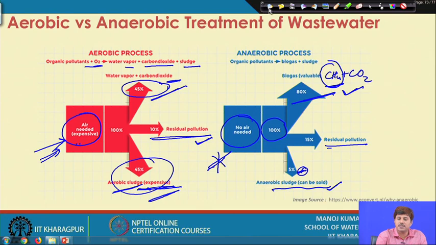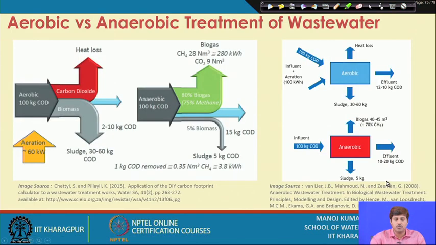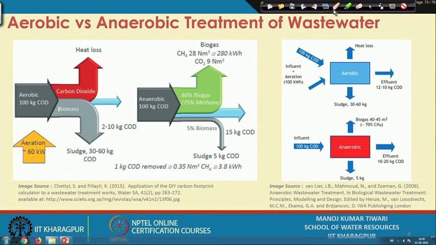So, this is the basic difference between aerobic and anaerobic systems. Again, these numbers vary from source to source. Here are a couple of references from different sources. You see that for almost 100 kg of COD, 60 kilowatt is required for aeration. Then a significant amount goes to heat loss, and around 30 to 60 kg of the COD is converted to biomass.